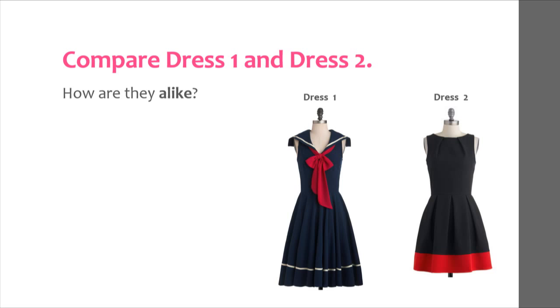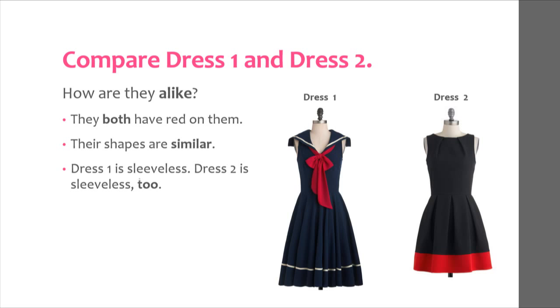So if I told you, compare dress 1 and dress 2, you would think to yourself, how are they alike? What makes them similar? And you might say something like, they both have red on them. In that sentence, both is one of our comparing words. You could also say, their shapes are similar, and similar is a comparing word. And then you could also say, dress 1 is sleeveless, dress 2 is sleeveless too. And this too is another comparing word. All of these words show that what we're talking about is a quality that both dresses have, which they share, and they are similar.